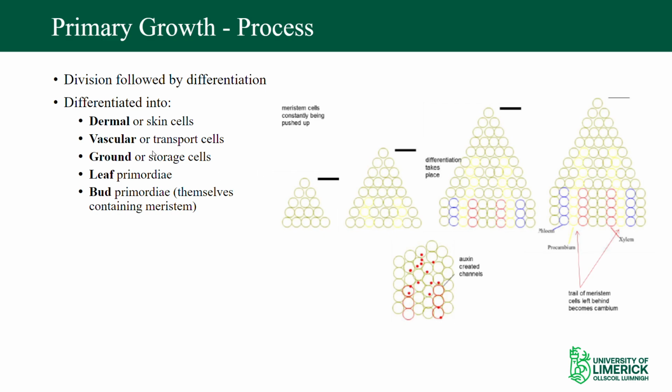Okay, so we've got a couple of different types that it can differentiate into. So we've got dermal or skin cells, vascular or transport cells. So we're talking about xylem and phloem there. We've got ground or storage cells, so we could be talking about medullary rays there. We've got leaf primordia, and then bud primordia themselves containing meristem. So buds are a very good example of where you can actually get meristem. And if you do happen to come across any cross sections underneath a microscope of a meristem, it's more likely going to be a cross section of a bud. Okay.